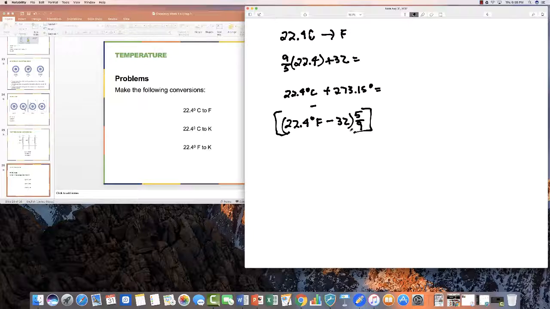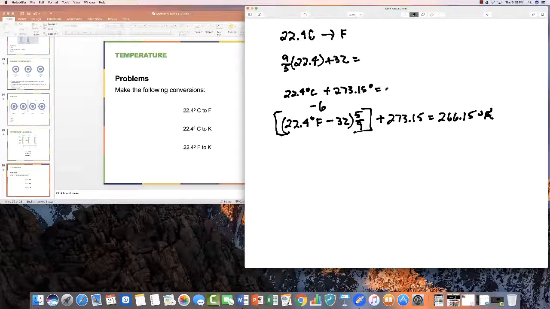You can probably see that. Looks like about 50/9. So that's going to be about, let's just say, -6. And then you're going to add 273.15. So this is going to be about 266.15 approximately degrees Kelvin.